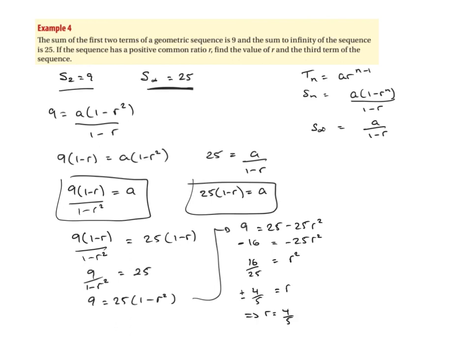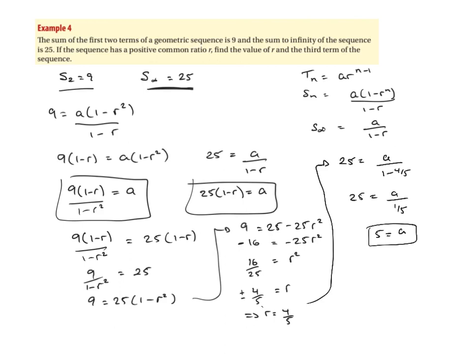We need to find our a now, so we need to substitute into our a. I'm going to substitute it into this one here. So 25 is equal to a over 1 - 4/5. So 25 is equal to a over 1/5. And if I multiply that across, I get a is equal to 5. So I now have my a and I now have my r.